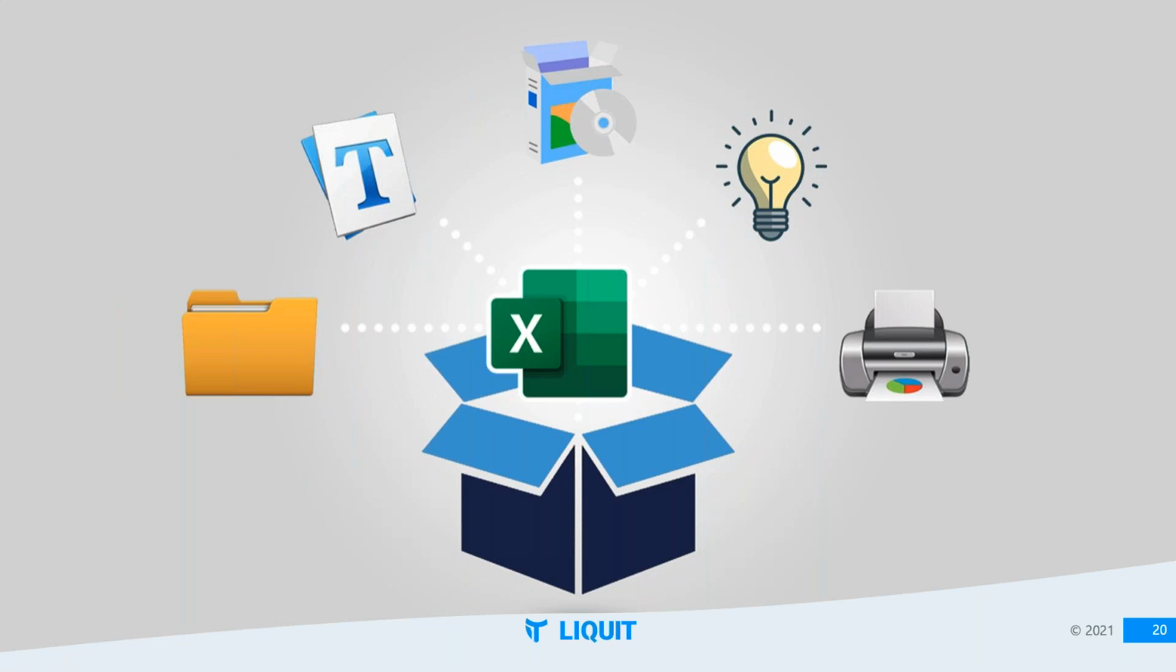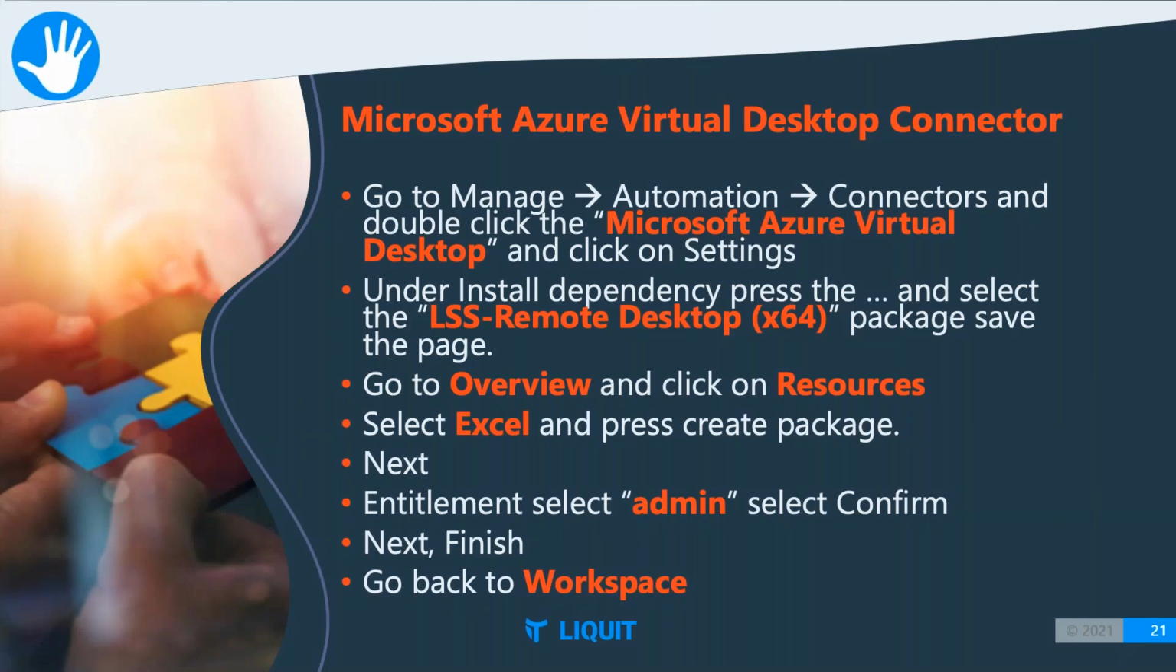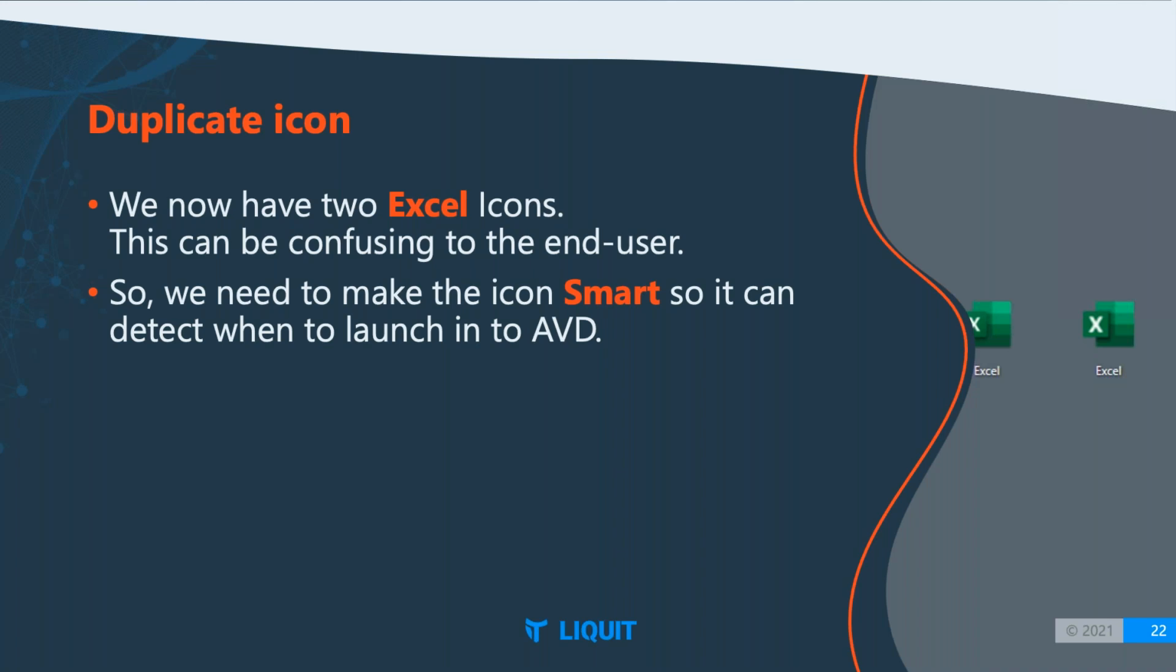So we already have created the connector, but just to give you an overview what it does. This is how we usually do it. You go to Manage, Automation, create a connector to Azure Virtual Desktop. Liquit will support the ARM and the non-ARM versions of Azure Virtual Desktop. So if you already have an Azure Virtual Desktop environment up and running, we can use them in conjunction. The coolest part after that is you can also do that to your Citrix environment. Also create a connector and then create a smart icon, which I will do later. We have created the package Excel, entitled it to the admin and selected Finish, where the application is right now. But as explained, we had the problem with two Excel icons, and this is not useful.